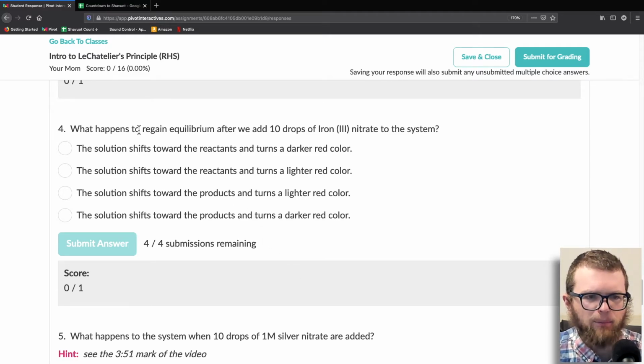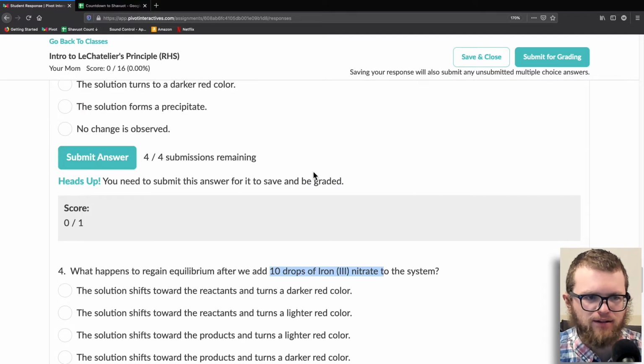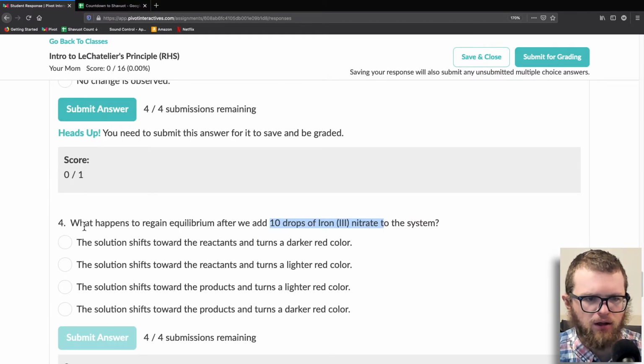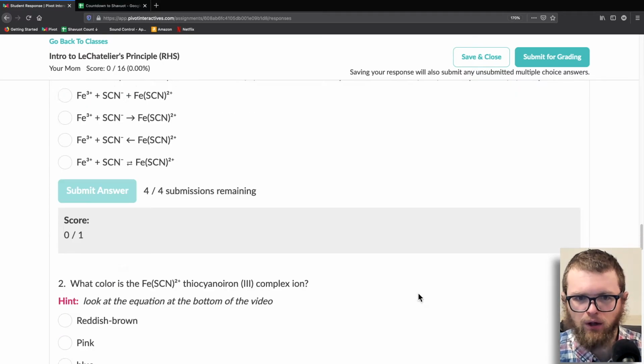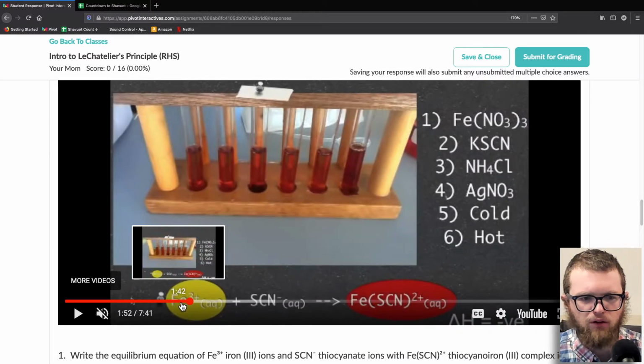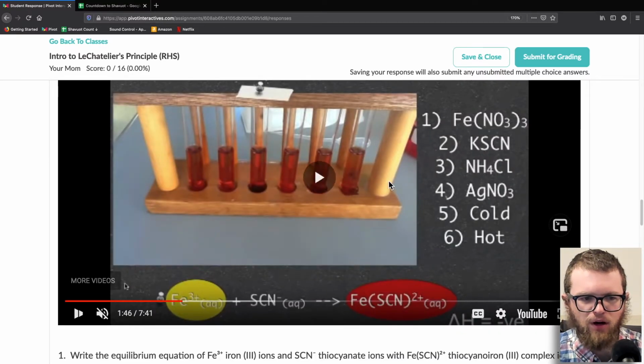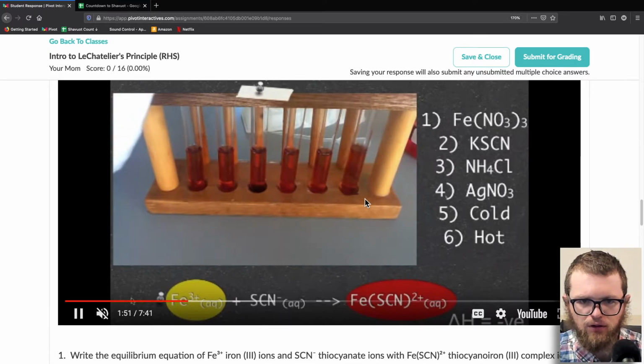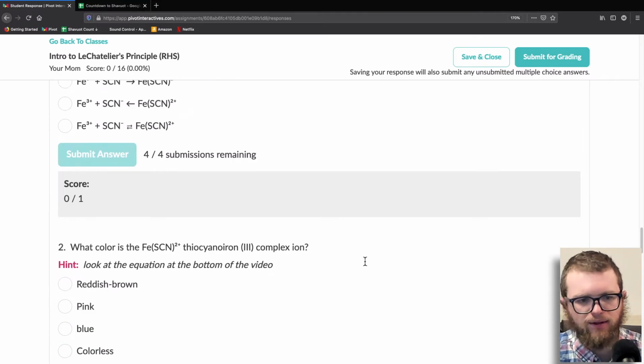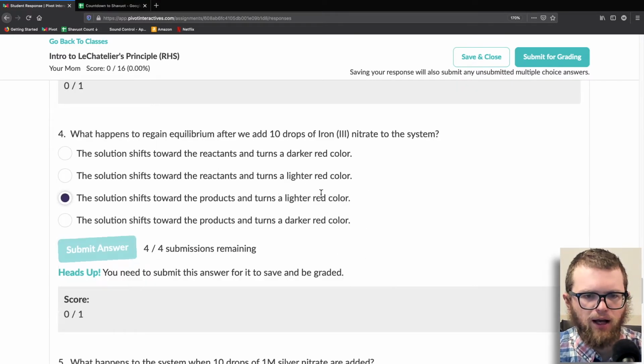Question number 4. What happens to regain equilibrium after we add 10 drops of iron 3 nitrate to the system? Oh, that's the thing we just did in question 3. So 2 of these answers say that it turned a darker red color. Well, did it turn darker red? Or 2 of these answers say it turned a lighter red color. Did it turn lighter red? Well, what happened in the 1 minute 47 second part of the video? Did this test tube on the far right turn a darker red or a lighter red when we added in that solution? There it goes again. And so that will narrow it down to half of the answers.